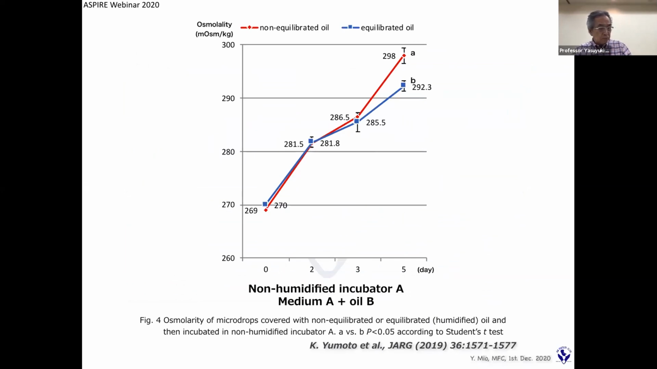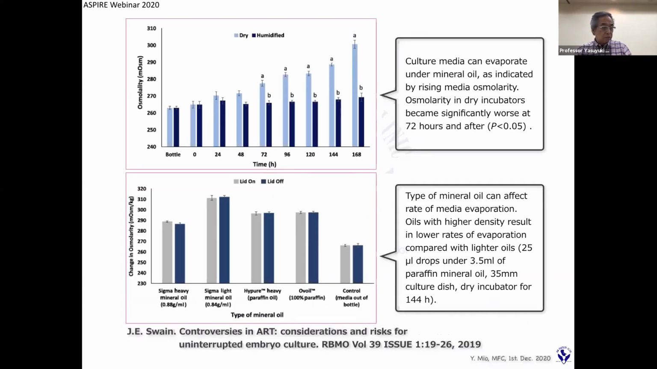This is the results of osmolality of drops covered by non-equilibrated or equilibrated oil in a dry incubator. If you use equilibrated oil, osmolality rise is restricted. This is the Swain's data from 2019. These results are exactly the same as others.